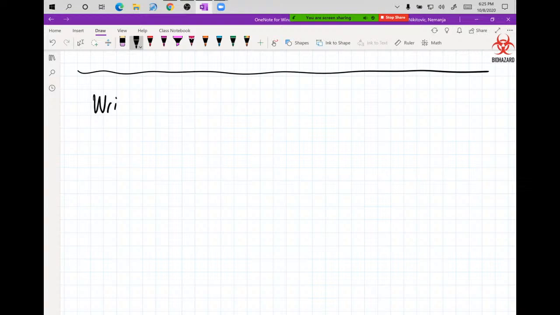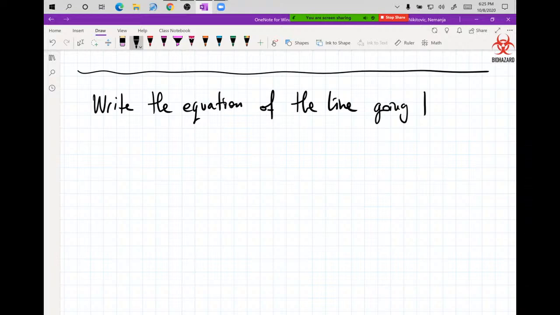write the equation of the line going through, and now you get 2 points. (-1, 2) and (6, 3), whatever.